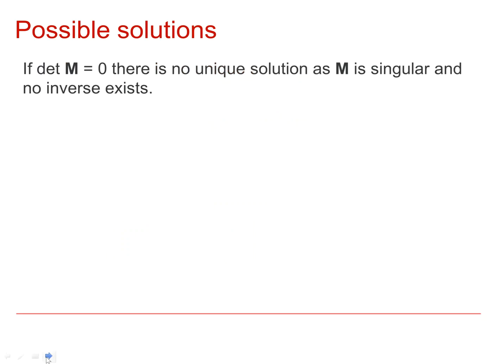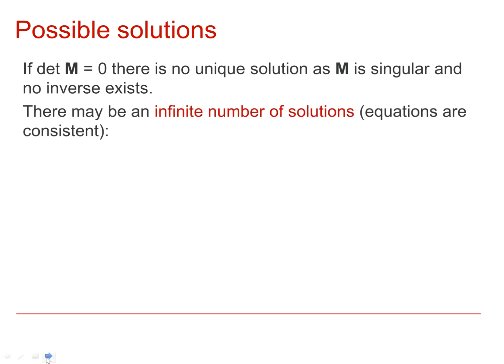If the determinant of the matrix is 0, however, there isn't a unique solution, because M is singular and we don't have any inverses. It may be that instead of there being one solution, there are infinitely many solutions. In this case, the equations are consistent with each other.